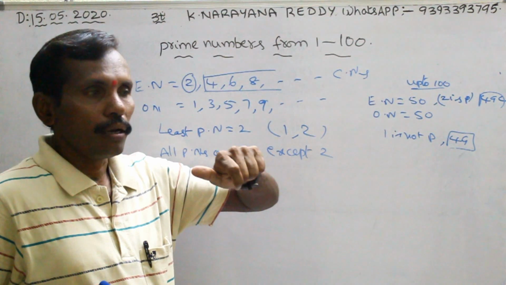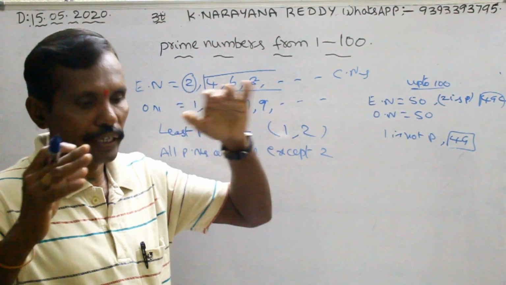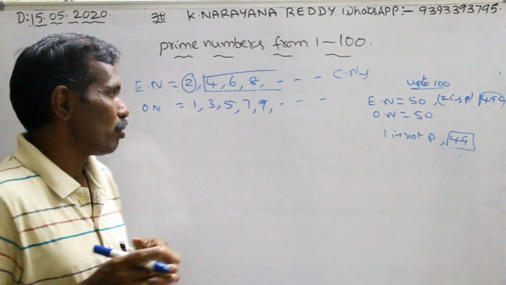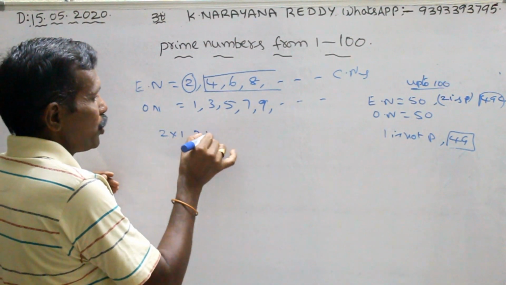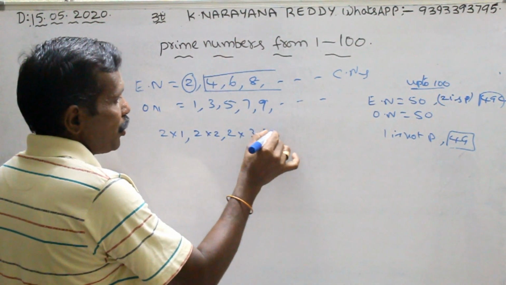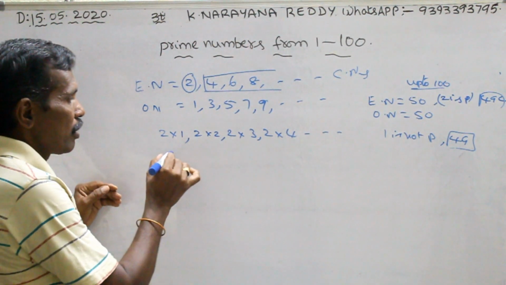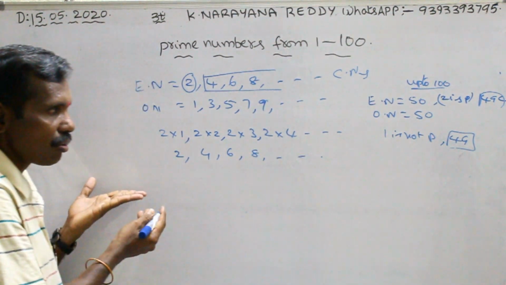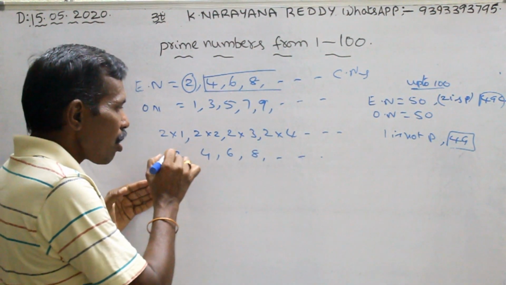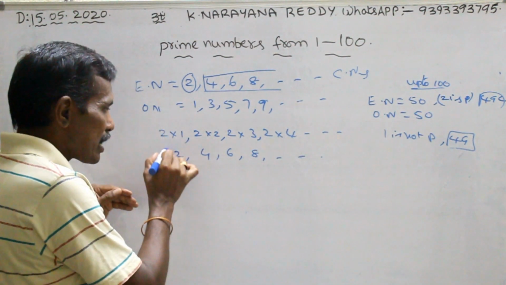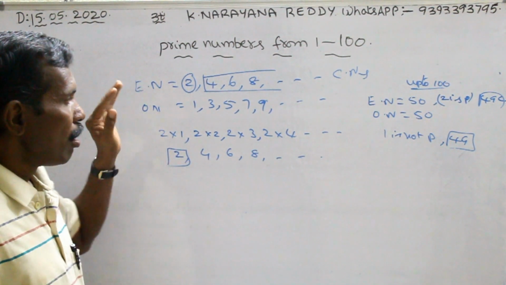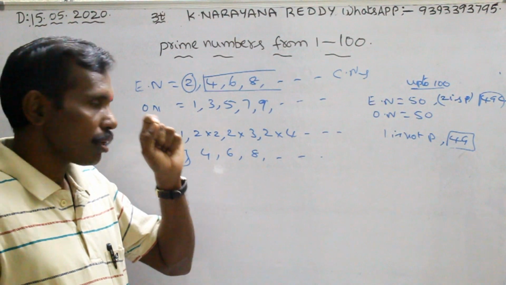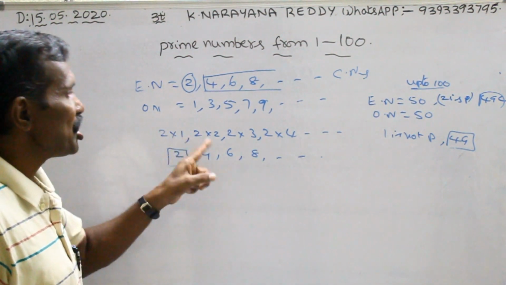Those are the numbers not divisible by anything other than 1 and itself. How to identify them? Suppose 2 is an even number. Take multiples of 2, for example 2 into 1, 2 into 2, 2 into 3, 2 into 4. Please observe, what happened? 2, 4, 6, 8. These are all even numbers, so they are not prime numbers except 2. Every multiple of an even number is definitely even.